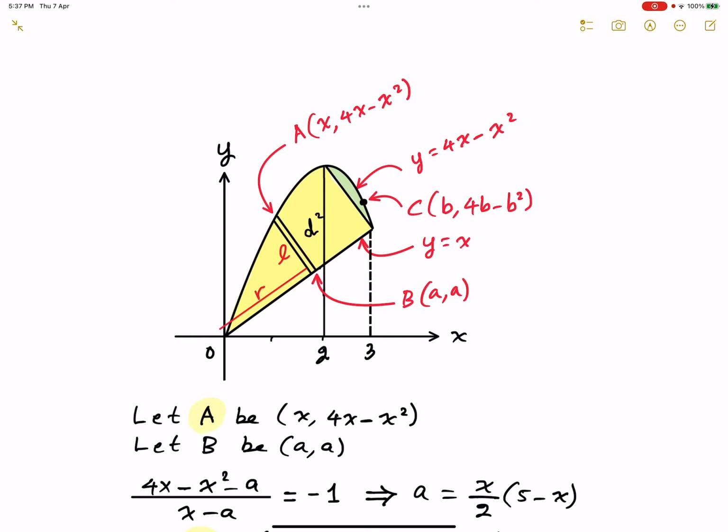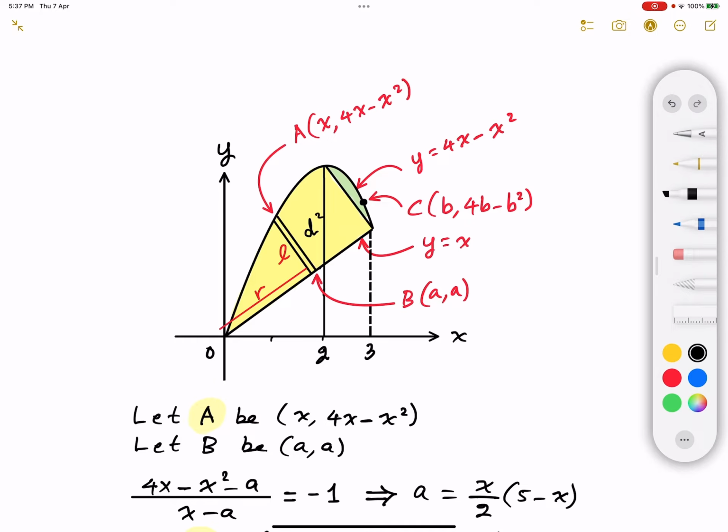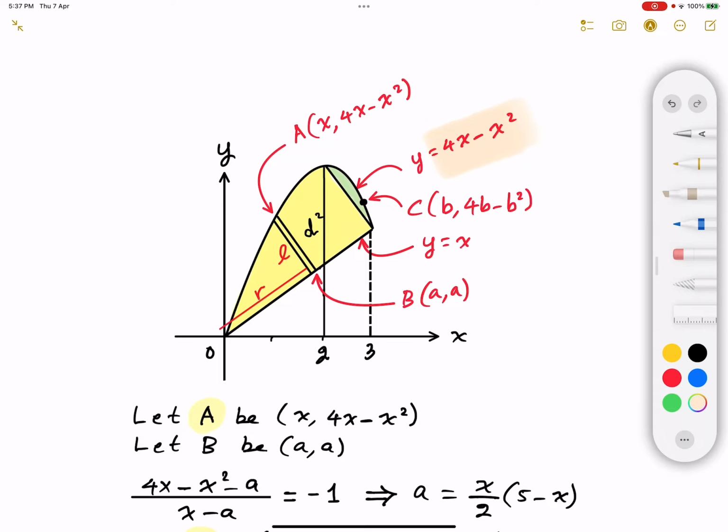The first solution is basically I'm trying to slice the area under the curve that is bounded between the curve y equals 4x minus x squared. Let me use some colors here so you guys can follow me. I'm trying to slice the area that is bounded between this curve and y equals x, which is this one here, into slices that when revolved around y equals x would generate disks of radius L, okay?